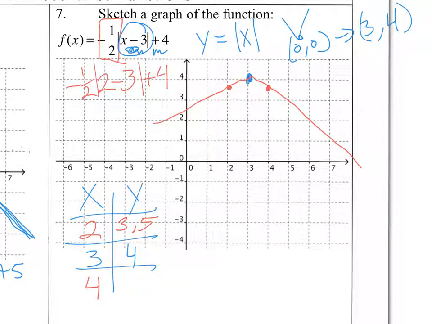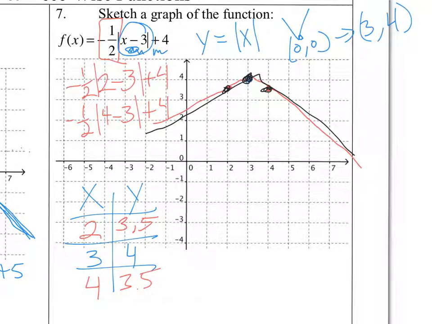Similarly, if I plug in 4, negative a half times the absolute value of 4 minus 3, and then plus 4 is going to be 3.5. You might notice those are the points that we already have on here. And my graph is going to follow that upside down V pattern.